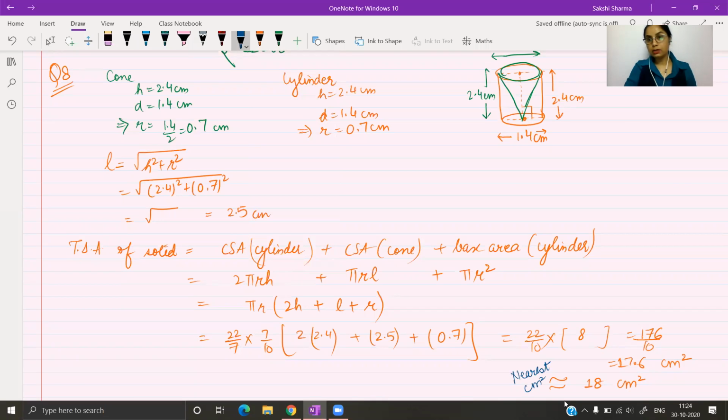Since we are given to find out the area in the nearest centimeter square, तो closest जो whole number बनता है आपको वो आंसर देना है. 17.6 round off करके क्या बन जाएगा? 18. So the answer would be 18 centimeter square. If the value is at half or more, you round up to the next value. If the value is less than half, you round off to the previous whole number. So 17.6 will be rounded off as 18 centimeter square.